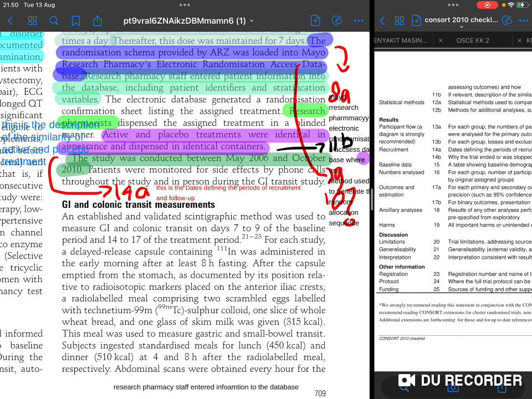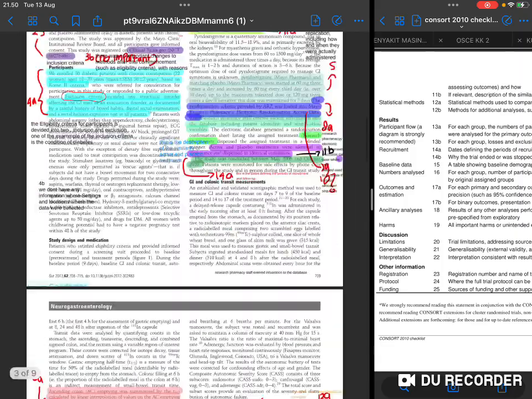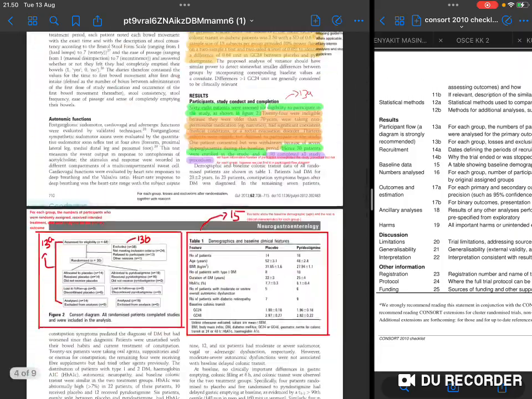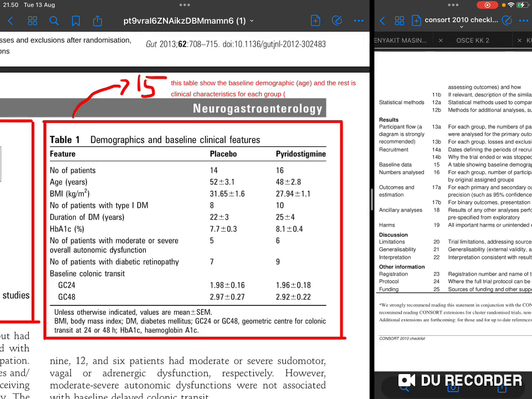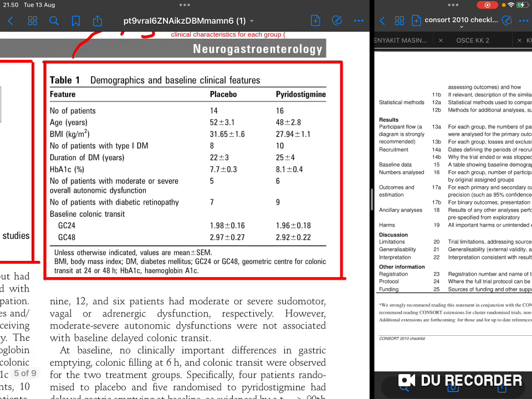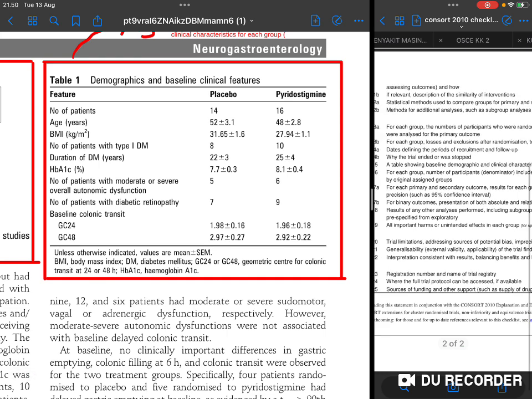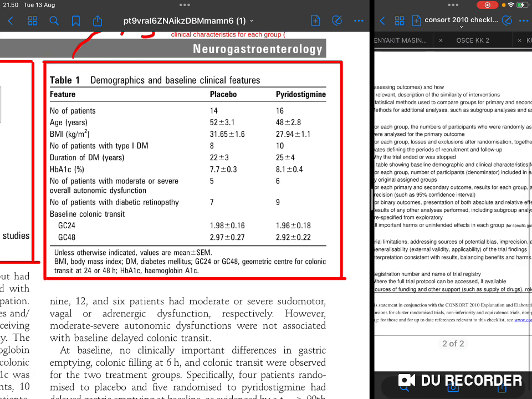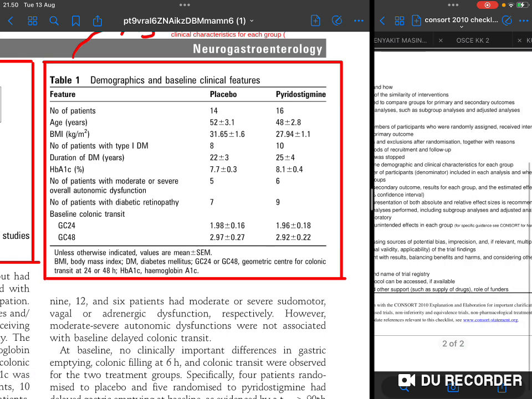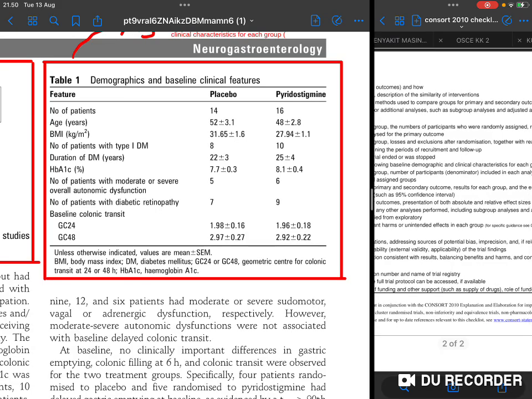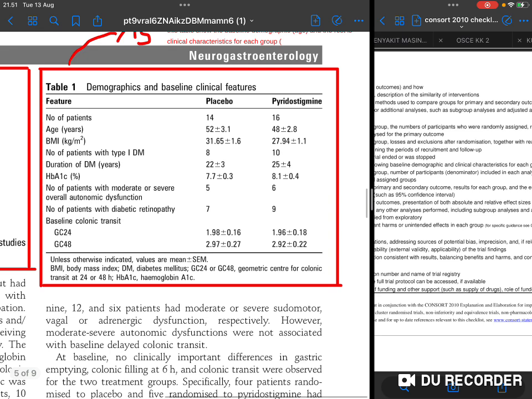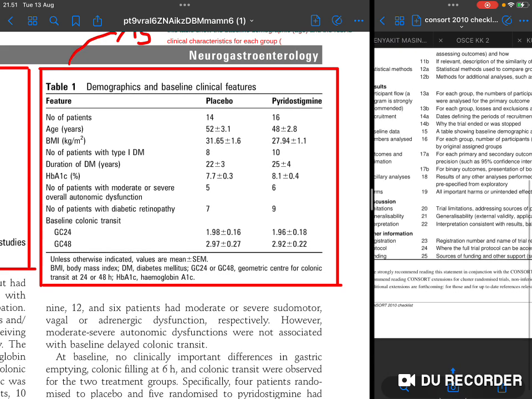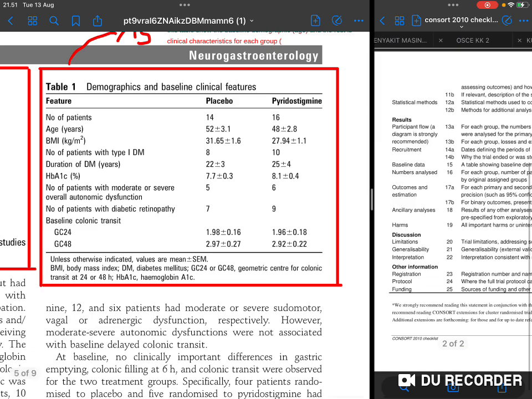After that, number 15. This is the demographics and baseline clinical features. So it's basically a table that's showing baseline demographic and clinical characteristics for each group. As you can see, the group is divided into two, placebo and pyridostigmine. And then number 16.